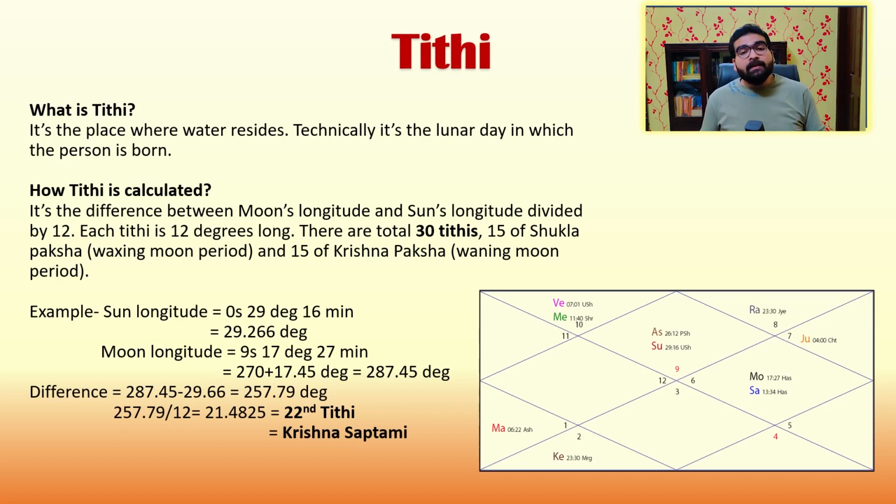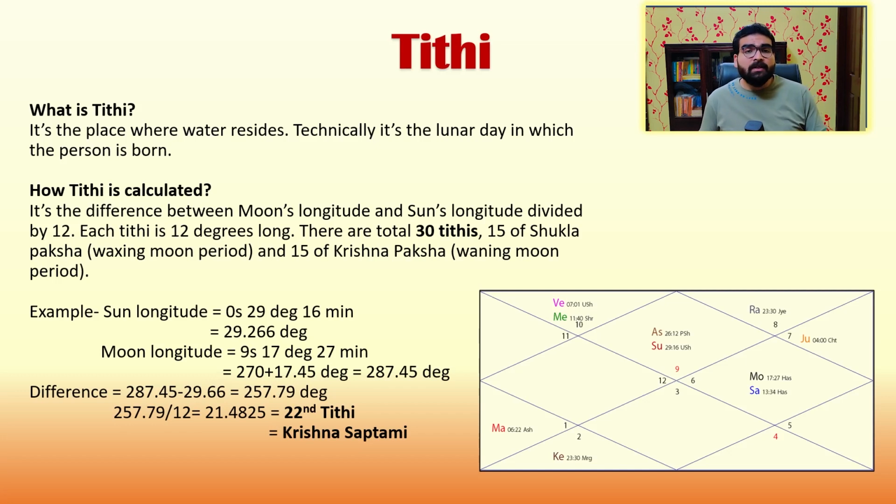So Tithi is the place where water resides, and technically it's the lunar day in which the person is born. Now we will see how it is calculated. Tithi is calculated by knowing the difference of the moon's longitude and the sun's longitude and dividing it by 12. Now see, why 12? Because each Tithi is 12 degrees long.